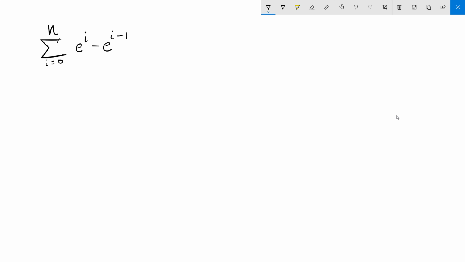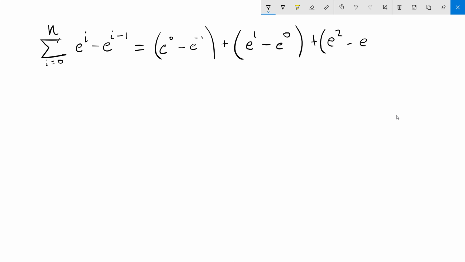So again, as we would do for most of these problems, we're going to start by just plugging in numbers. So our first term is going to give us e to the 0 minus e to the minus 1. Our next term is going to give us e to the 1 minus e to the 0. Next term is going to give us e to the 2 minus e to the 1. One more, e to the 3 minus e to the 2. And then we're going to keep going.